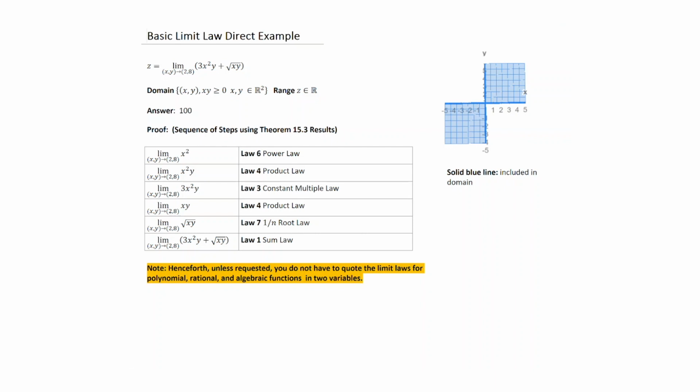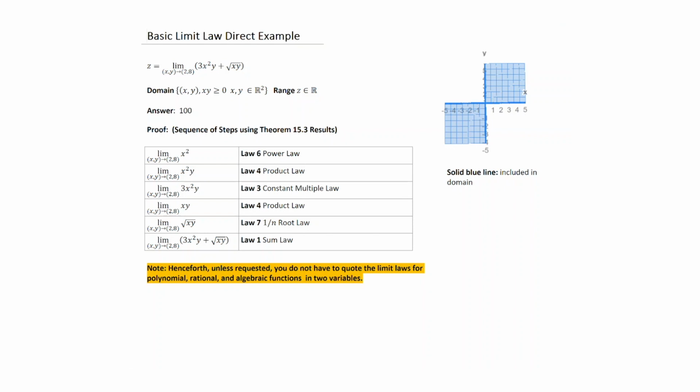All right, so how would we go about proving this particular function's limit existence? We basically start by making use of all the specific limit laws that we discussed in the previous page. And so let's start with x squared. Well, we know that basically by law 6, the limit of this exists. Then we look at x squared y. Well, the limit of this exists by the product law. Then we multiply by 3, and we find that the limit exists because of the constant multiple law.